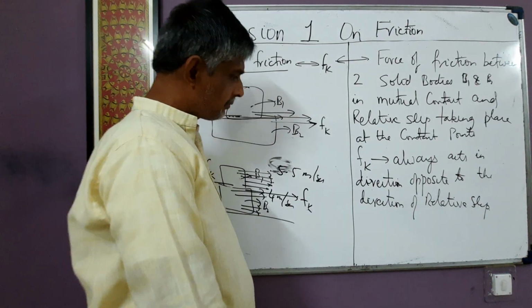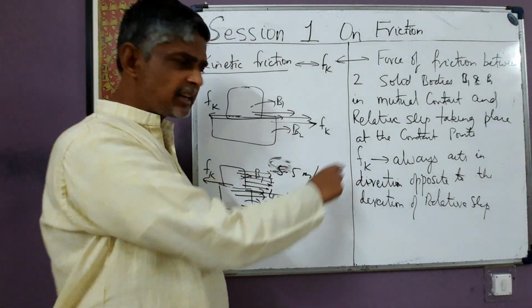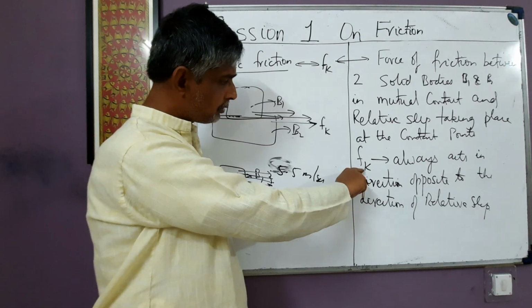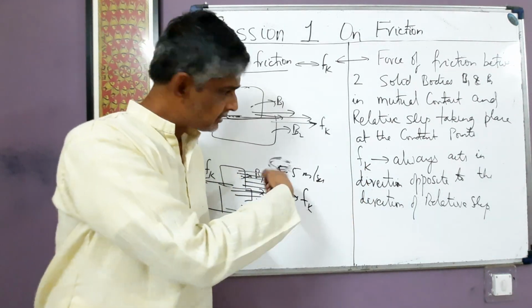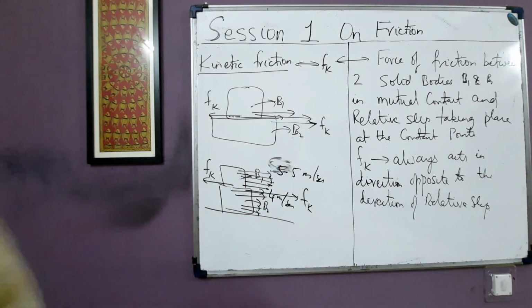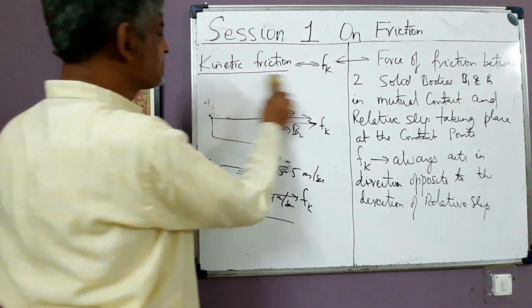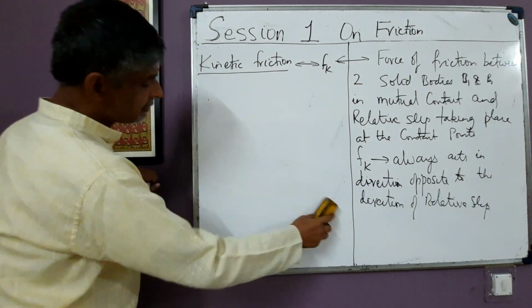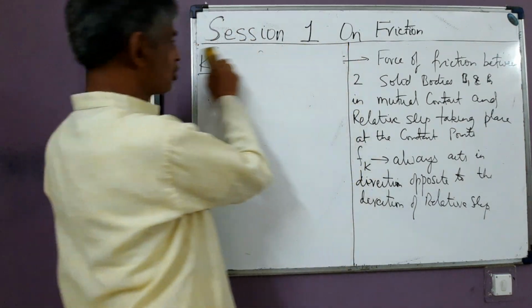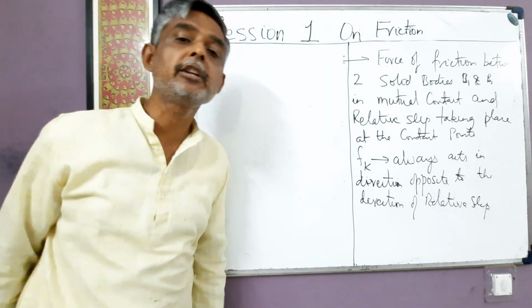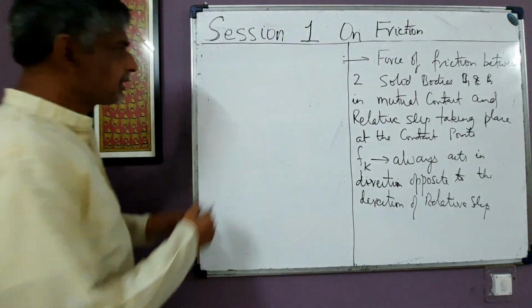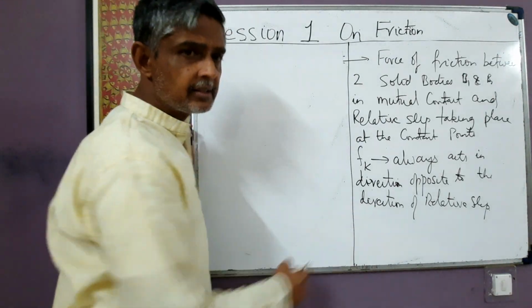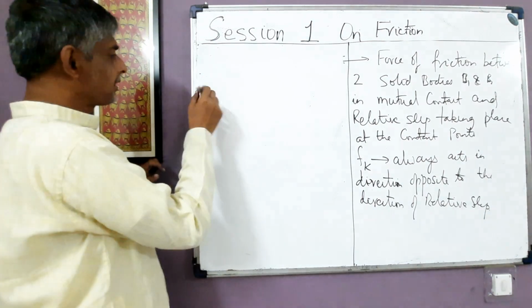I'll take up some numericals of this type, but since I've spoken of this concept, I'll just explain it by means of an example. See what I'm saying, that it is not that kinetic friction always opposes the motion of the object. No, it opposes the relative slip. I will take up an example here just to demonstrate this concept.